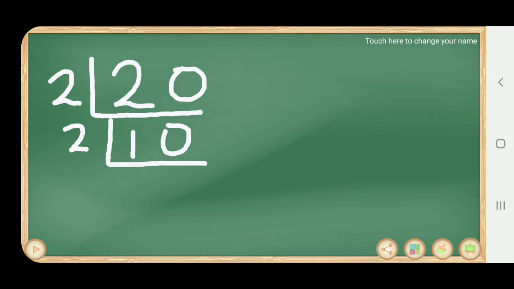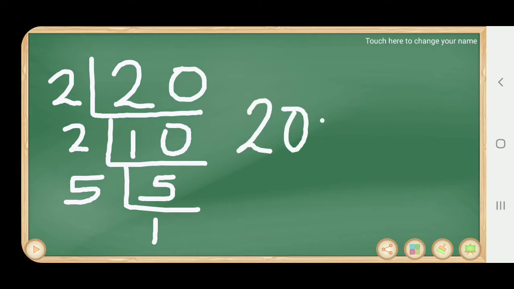In 10 how many 2's are there? 5. So again in 5 can I take 2? No. The next prime number, I can take 5 itself. So how can I write 20? 20 equals 2 into 2 into 5. I have said the method is prime factorization, that is factorization using prime numbers only. We can take only prime numbers, no other numbers.